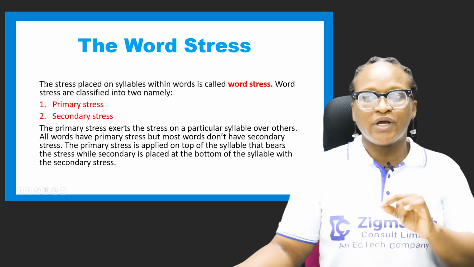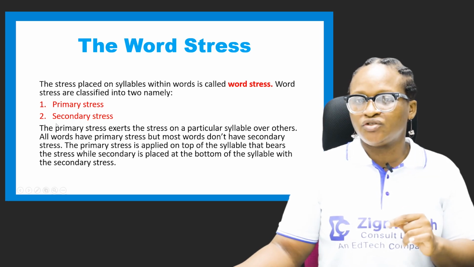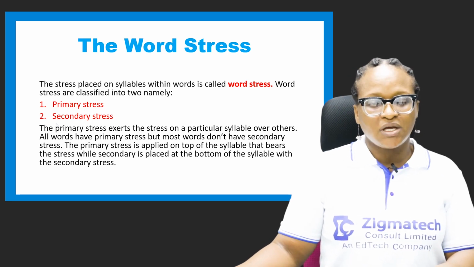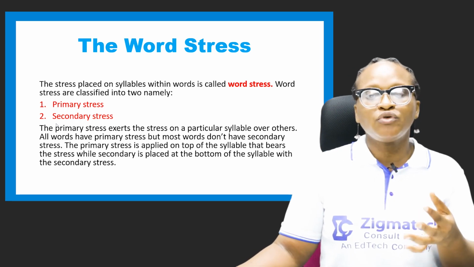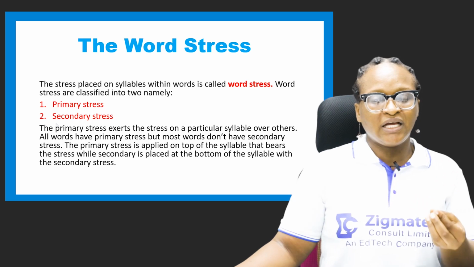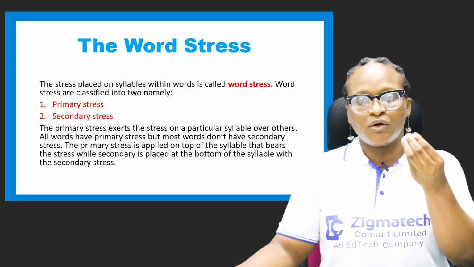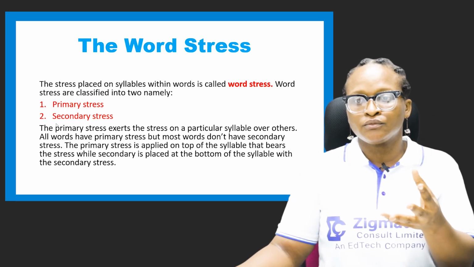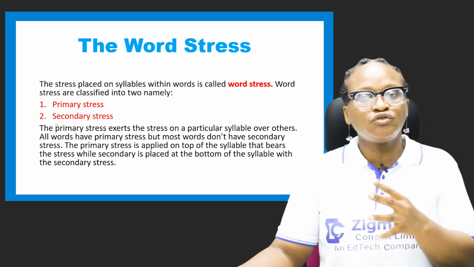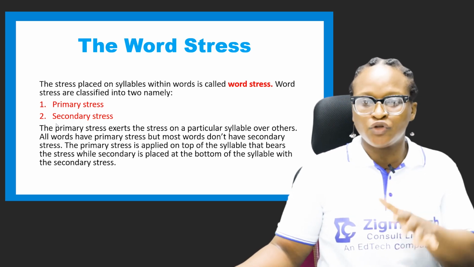So under the word stress, we have what we'll call the primary stress and the secondary stress. The word stress is classified into 2, namely the primary stress and the secondary stress. Now, the primary stress is the one that we are conversant with. It is the very one that in an exam condition we are expected to indicate where a particular stress falls in a syllable. In a word, we'll have a syllable that bears the primary stress, but the secondary stress is not discussed for exam purposes. We just know it for knowledge sake.